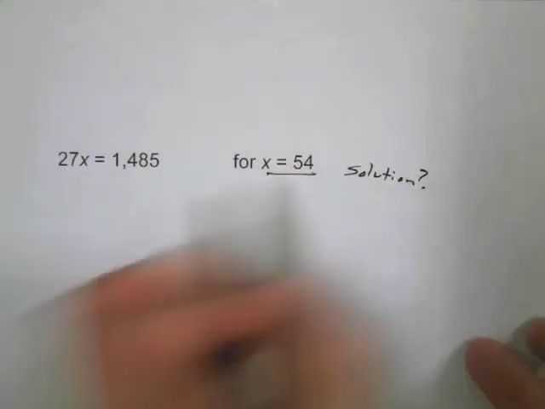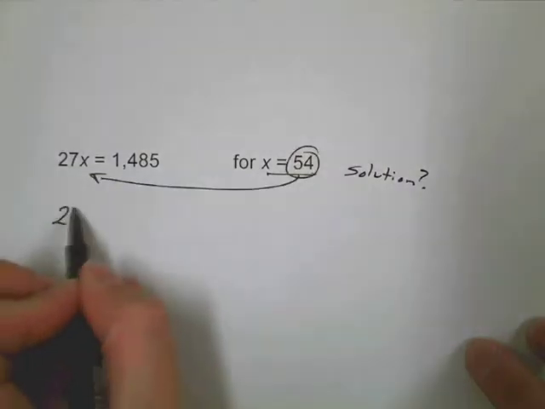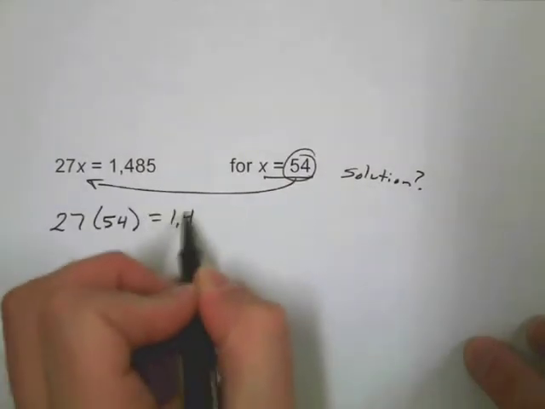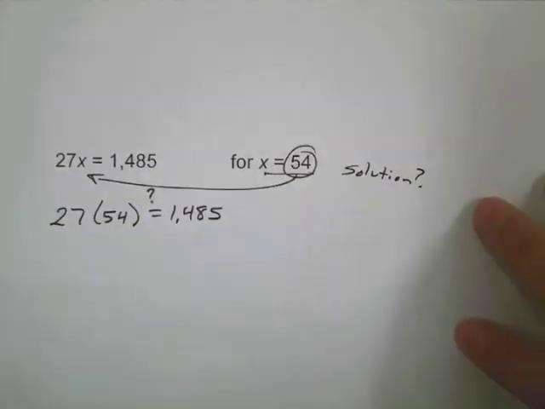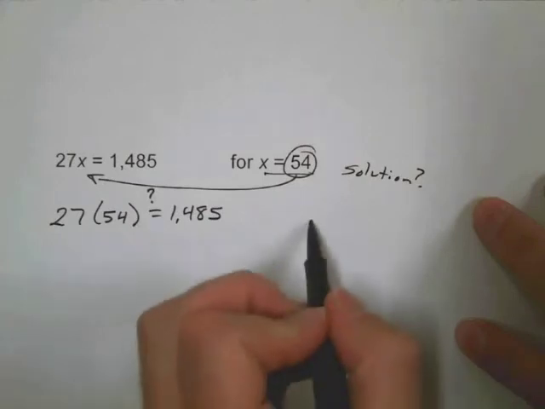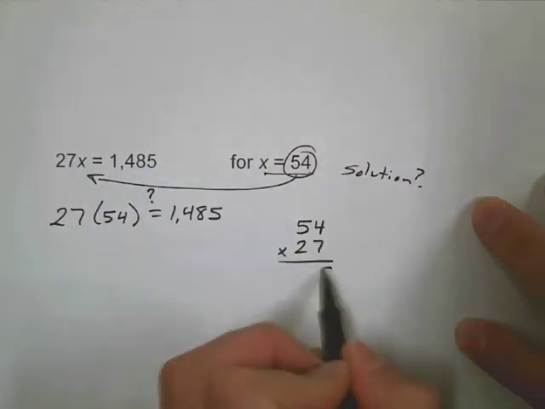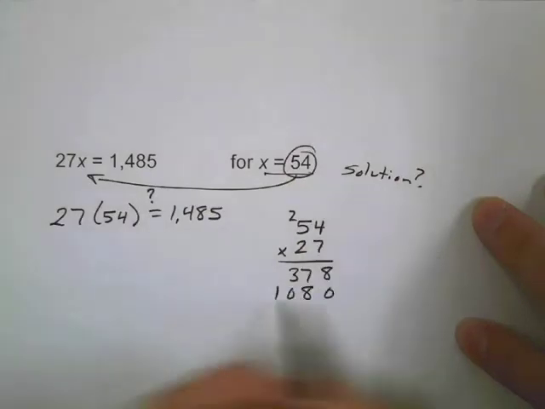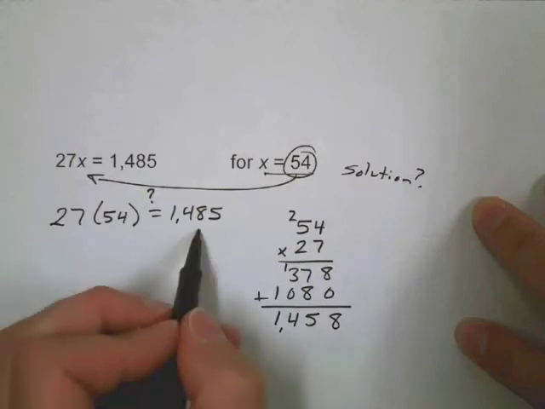So we're going to take this number, we're going to replace x with 54. So 27 times 54 equals 1,485, and that's what we're wondering. So again, I'm going to put that question mark above to remind myself that I'm still not sure yet. Until I work out the calculation, I'm not sure. So 24 times 7, 4 times 7 is 28, 37, 8 and 10, add that up, 8, 5, 4, 1. So we end up with 1,458.